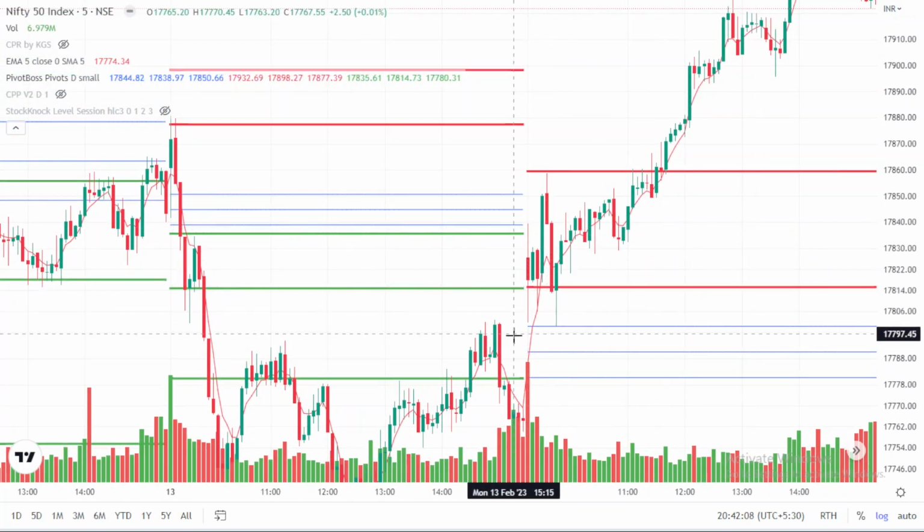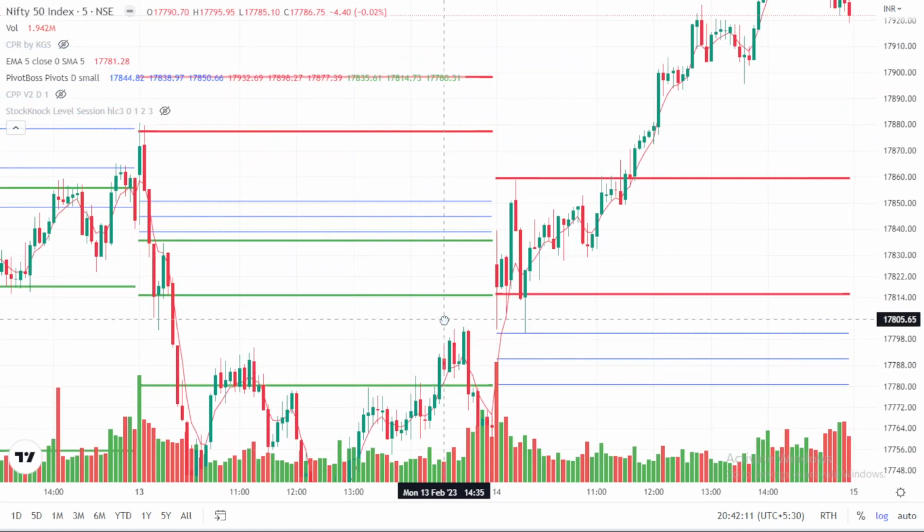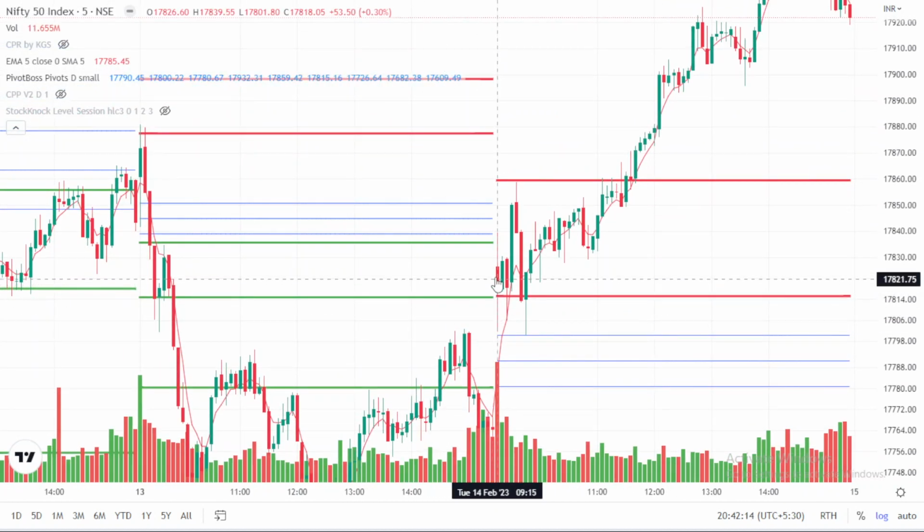What has happened? The market has gapped up. After the gap up, we have seen that the market came down to a level of 17,801, and again from here it was pushed towards a level of 17,858, and from 17,858 it was pushed down again towards the 17,800 level. But the market was not able to go below 17,800, and there was a strong pullback from over here. Again the market has gone up to 17,843.